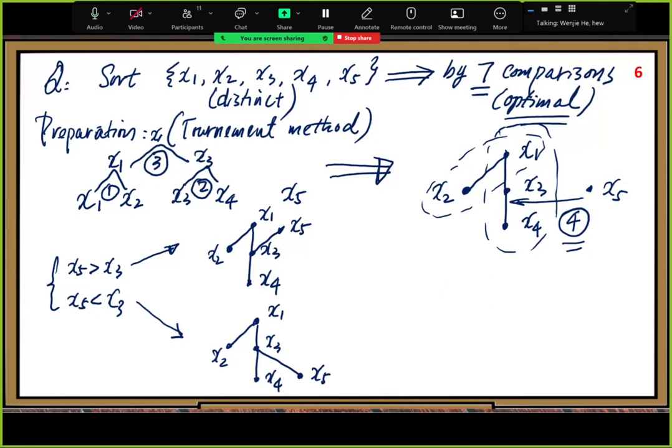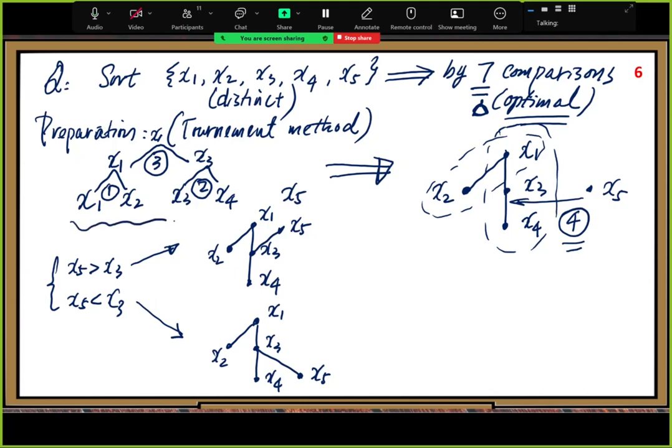A little bit how to sort a 5-element array. Our goal, we want to use 7 comparisons. Then the first round, preparation. So we use the tournament method. The first 3 comparisons.